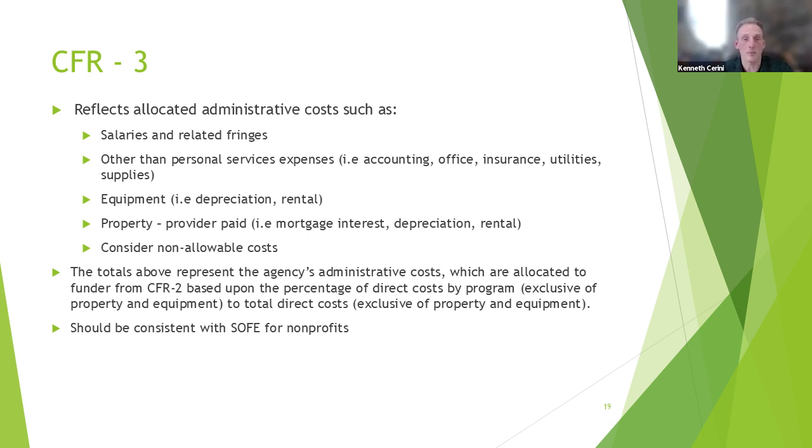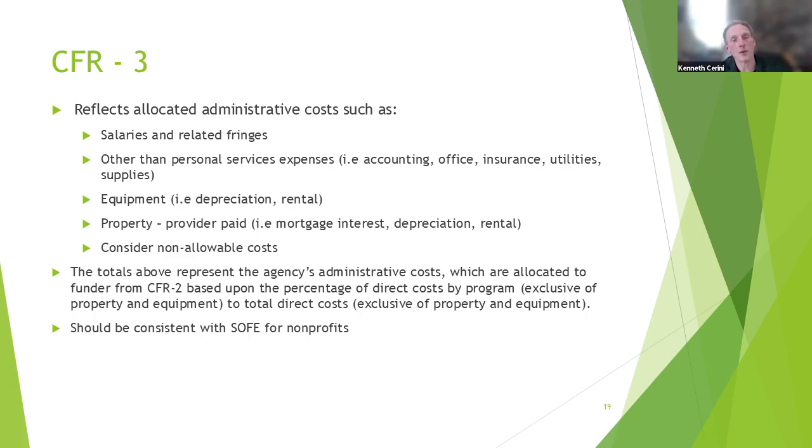So OTPS, other than personal services, includes accounting, office expense, insurance, utility supplies. Equipment is depreciation and rental. Property provider paid is mortgage, depreciation, things like that on property related versus equipment related. And then again, this is all should match out to your audited financial statements.